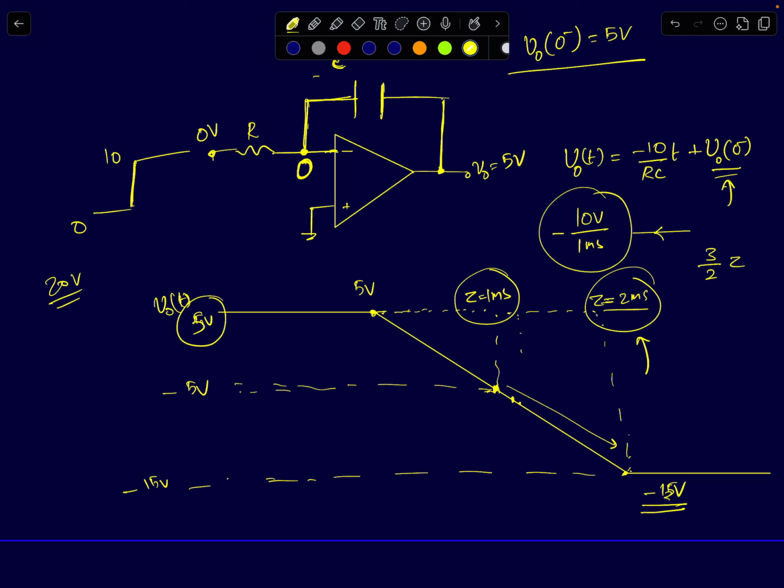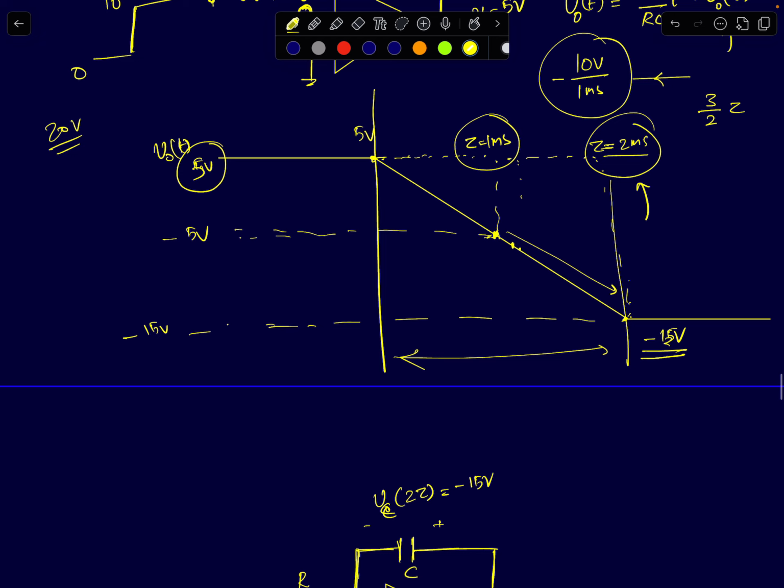Okay, so keep in mind all this while as the output was going from 5 to minus 15, the op amp is perfectly in negative feedback. And if you look at the transfer characteristics of the op amp, the op amp's transfer characteristic looks like this. All this while Vd was 0. The differential input to the op amp is 0 because the op amp is in negative feedback.